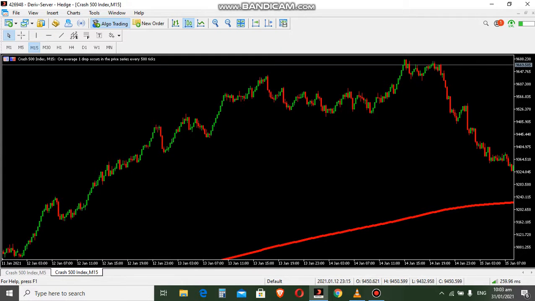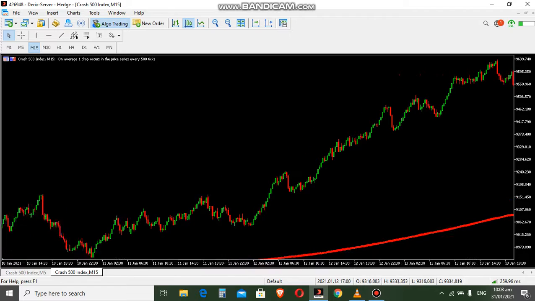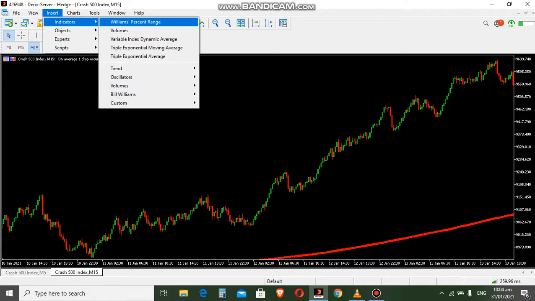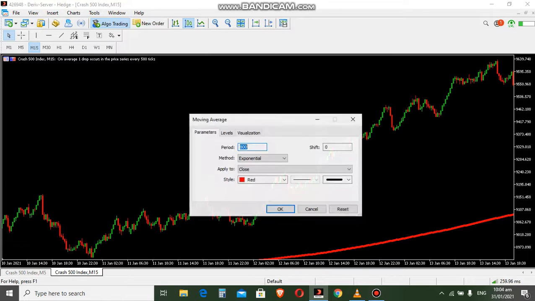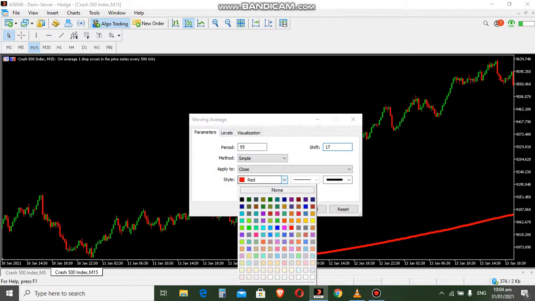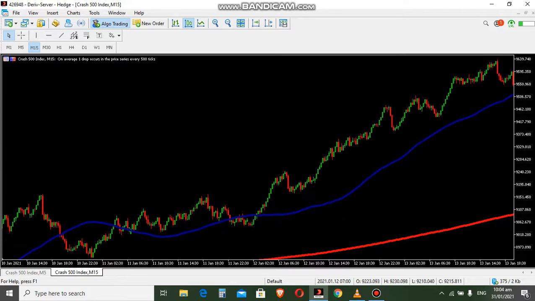Let's add the strategy I borrowed from the YouTuber into my chart so that we can enter a trade before it even crosses the 800 EMA. So let's go to insert, trend, moving average, exponential, then period is 55, shift is 17, any color of your choice, but I will choose blue here. This is the indicator.